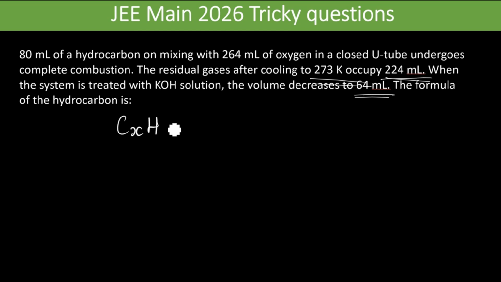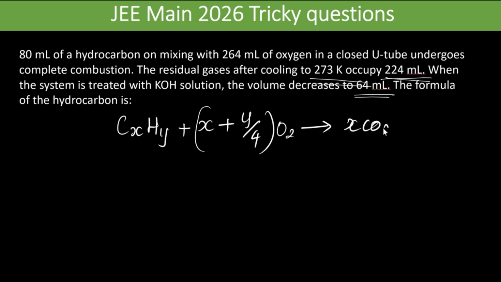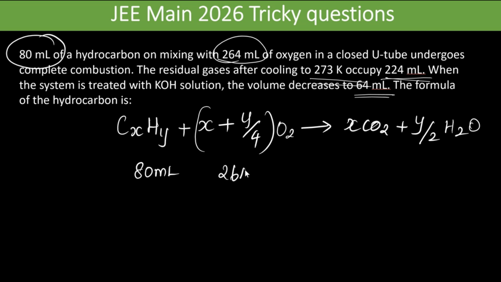So CxHy, what is the general formula? CxHy plus (x plus y by 4) O2 gives x CO2 plus y by 2 H2O. Right? So this is the general formula of combustion. What I have mentioned is 80 ml of the hydrocarbon mixed with 264 ml of oxygen. What is the total volume?